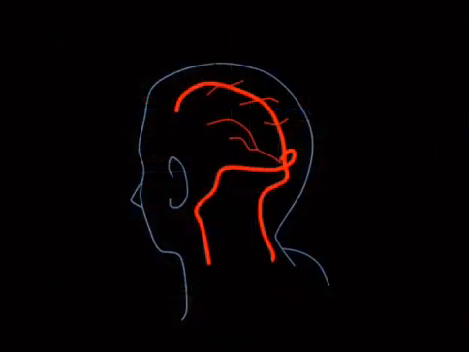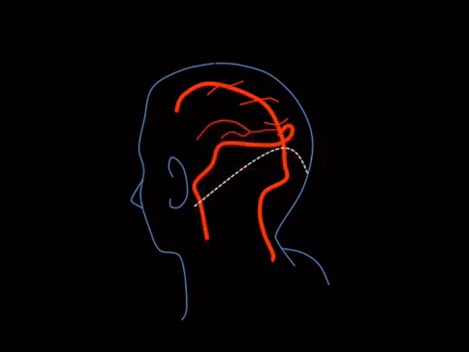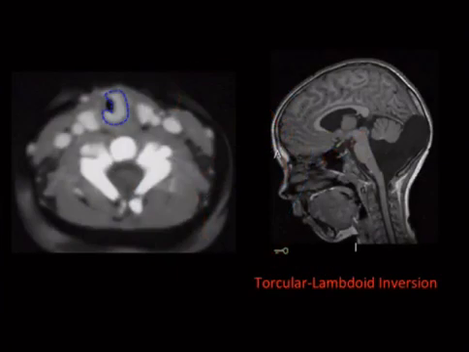So what does that actually mean? Here's your lambdoid suture. Note the relationship between the torcula and the lambdoid. This is normal. So what if they invert like that, where you've got the torcula above the lambdoid? That's something that's seen in the setting of a high tentorium, and that is a buzzword for a Dandy Walker malformation.